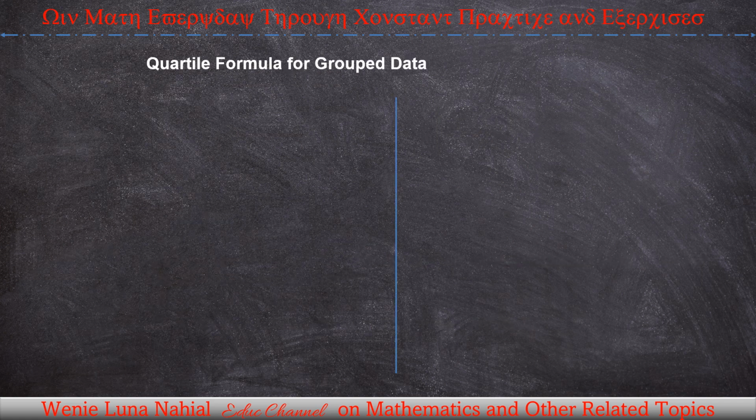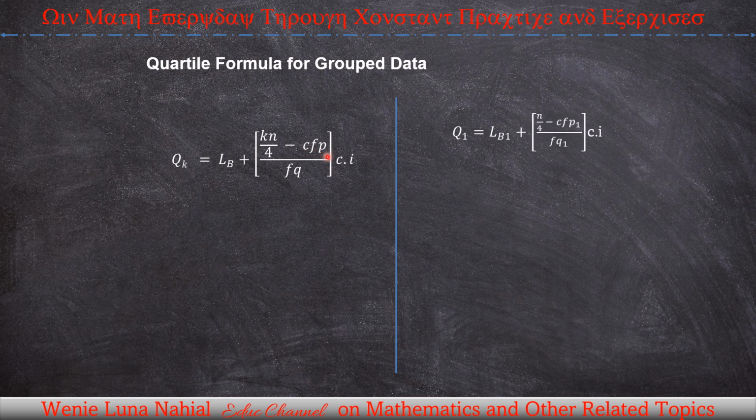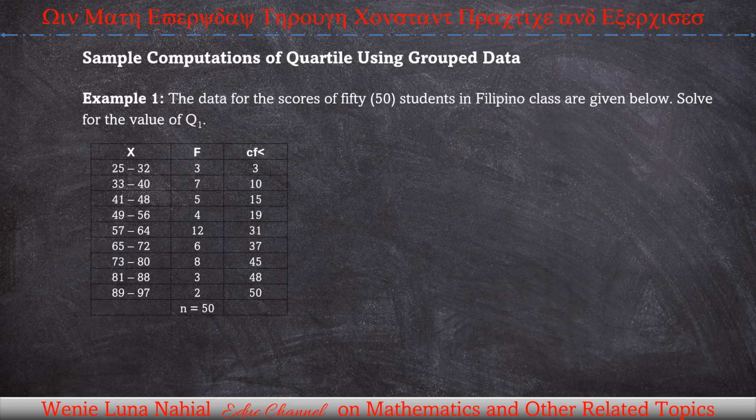Now let's have an illustration. Okay, so here the general formula. You have to memorize just this formula. And these are the results if you want to get the first quartile, the second quartile, and the third quartile. We have here sample computations of quartile using group data. So the data for the scores of 50 students in Filipino class are given below. Solve for the value of Q1.